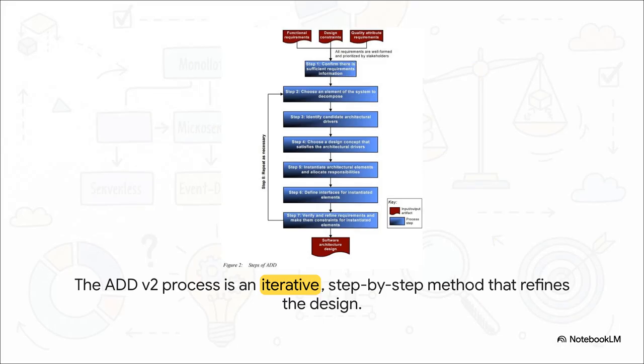All that good stuff. So how does this actually work in practice? Well, as you can see here, it's not a one-and-done kind of thing. It's an iterative loop. You start with all your requirements. Then you choose a piece of the system, figure out what's most important for that piece, and pick a design. And then you rinse and repeat this process, breaking the system down, piece by piece, refining the design with every pass until the whole picture is complete.